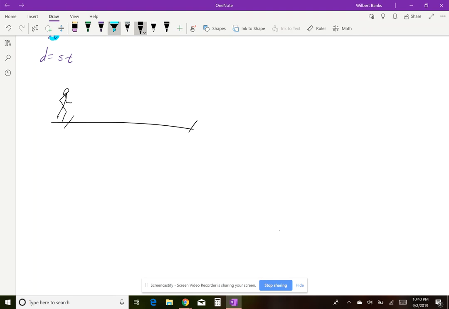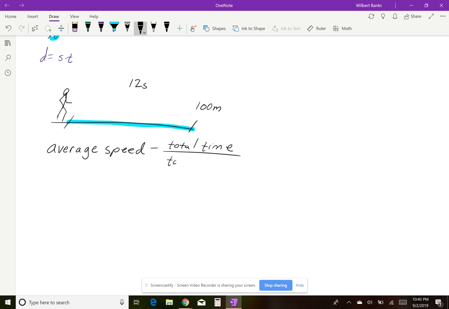The first thing is we know that Stickman runs a total distance. This entire distance is 100 meters. And let's say hypothetically that in order for him to run this, it took him 12 seconds to do so. So someone can ask, well, what's his average speed? And that's a term that we're going to look at, average. What average speed means is that it is the total distance over total time.